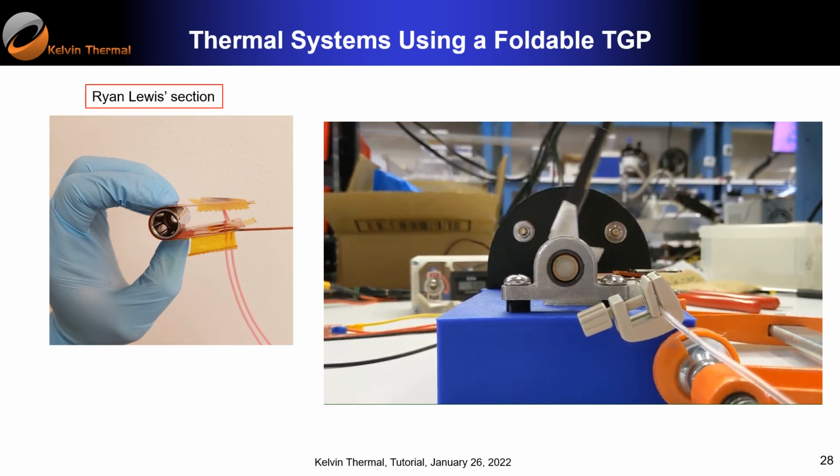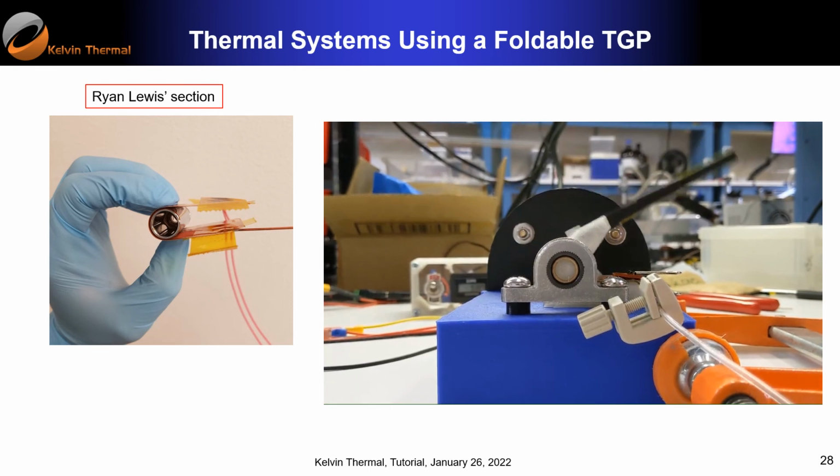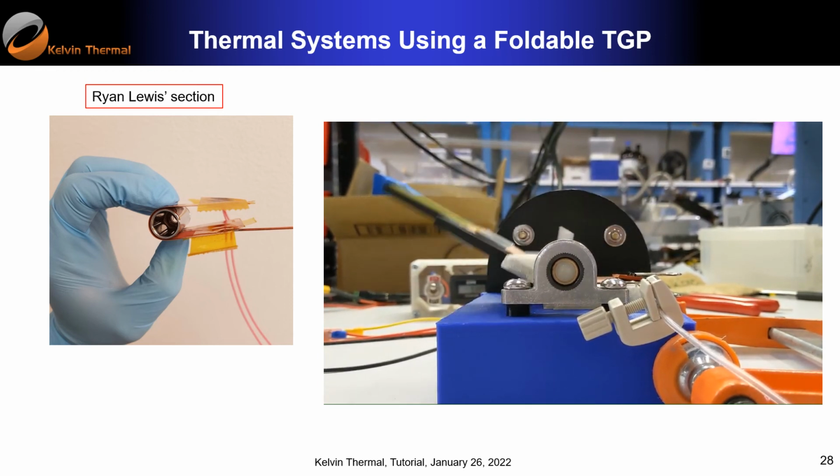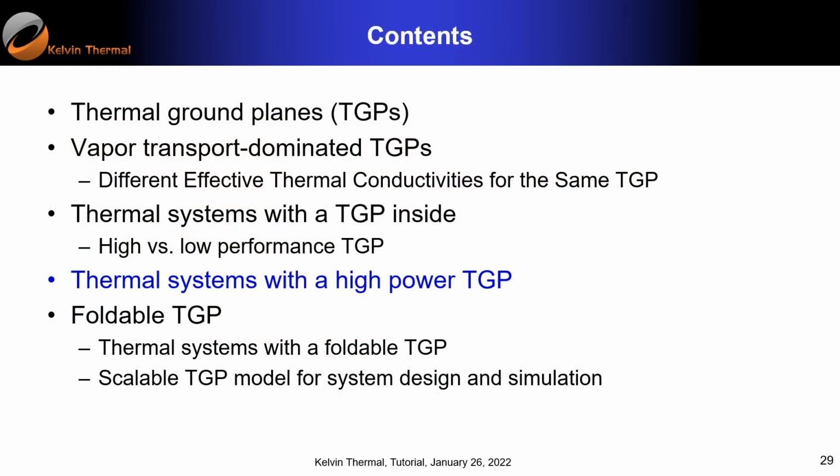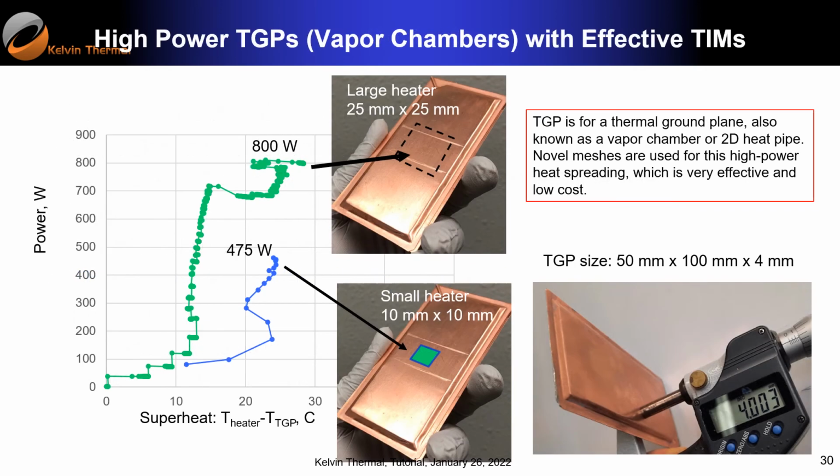Okay. So finally, I will talk about another application. That's a thermal system with a high power TGP. Okay. So Ryan demonstrates high power application. All right. So this is a high power TGP. If the heater size is 10 millimeter by 10 millimeter, he demonstrated he could remove all the way up to 475 watt. Okay, huge from 1 centimeter by 1 centimeter.